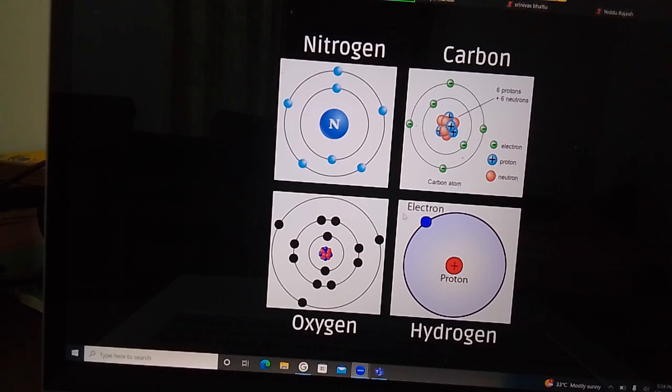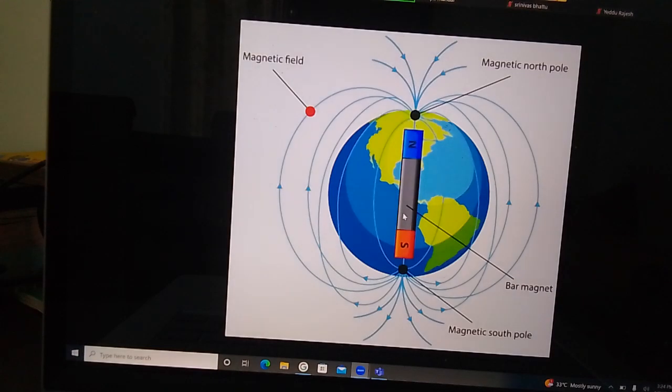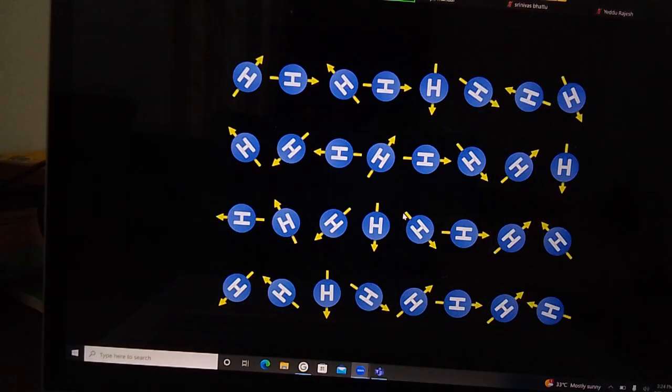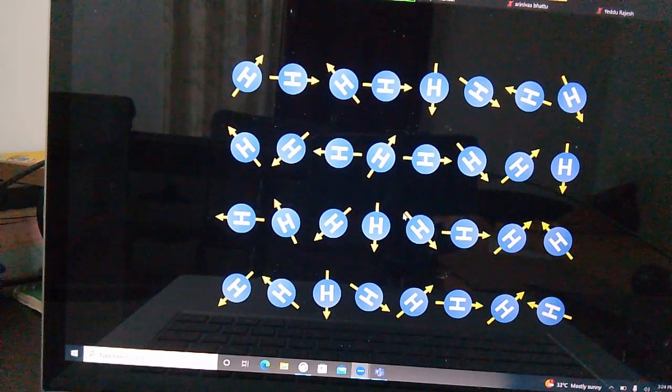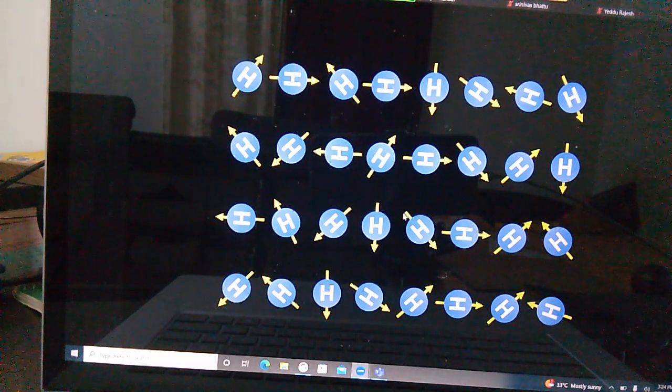Different combinations of CONH give rise to different tissues, but these combinations give one basic property to the body. I will come to that later. The other thing we need to understand is, in the morning I spoke about the magnetic pole. Earth itself acts like a huge magnet. We have a north pole and south pole, isn't it? So the hydrogen ions within the body also act like mini magnets.